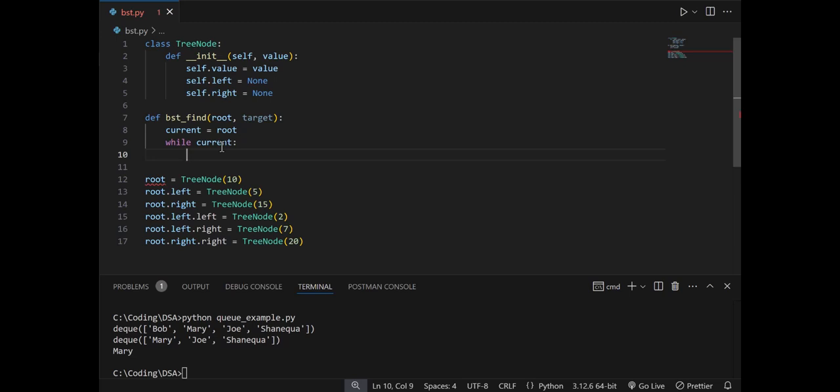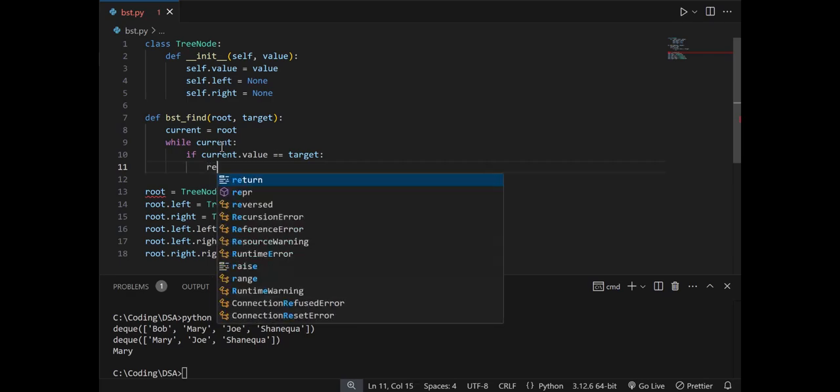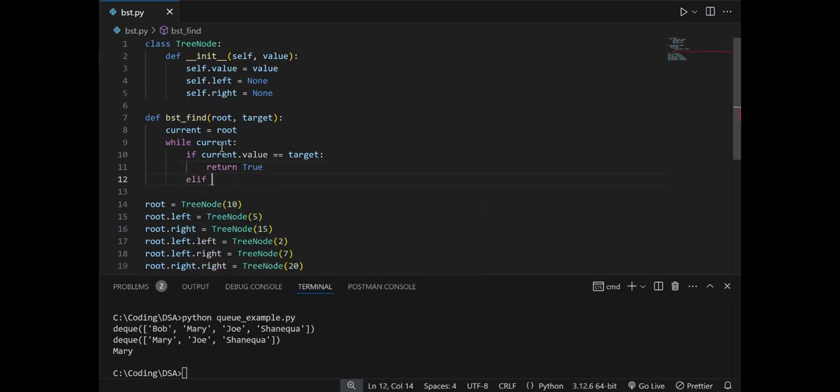All right, so honestly, this is very straightforward. If the node we're on, its value is equal to target, so basically we found it, like the current node we're on, we're like, hey, I found it, awesome. And we'll just return True. So we found what we were looking for. Else if the target is less than the current dot value.